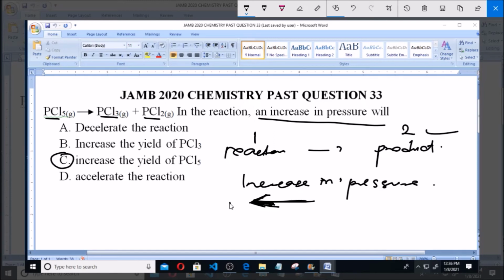But if there was to be a decrease in pressure, then the product will be favored. Thus, the forward reaction is going to be favored, and that will be the increase in the yield of PCl3. So the answer to this question is actually option C, increase the yield of PCl5, which is the reactant.